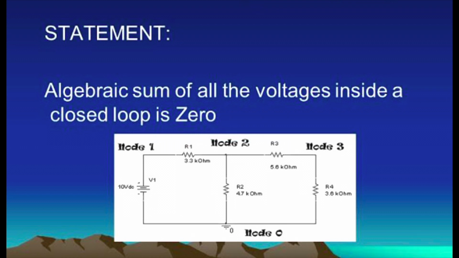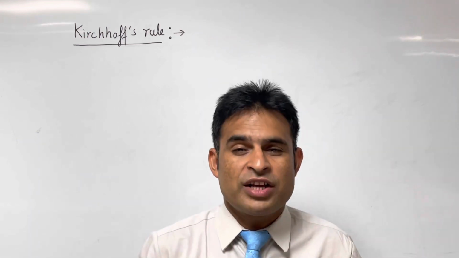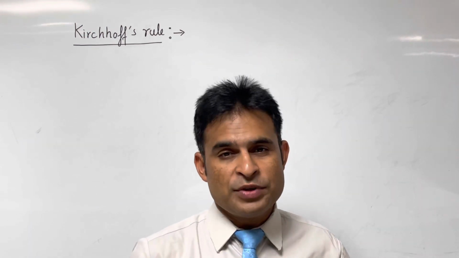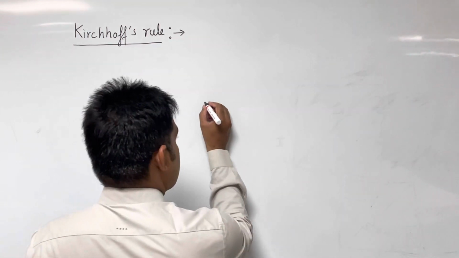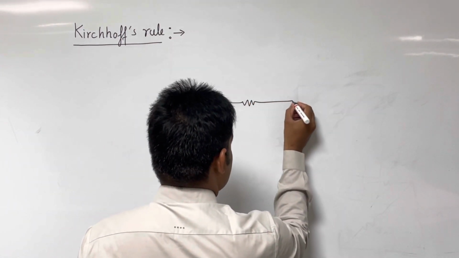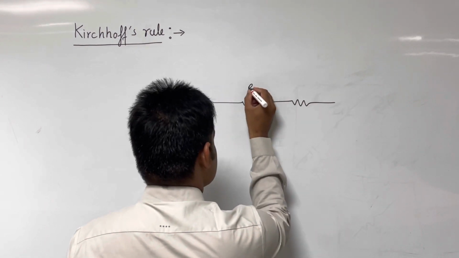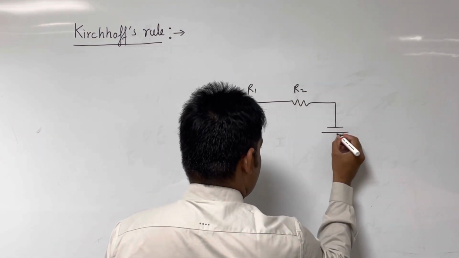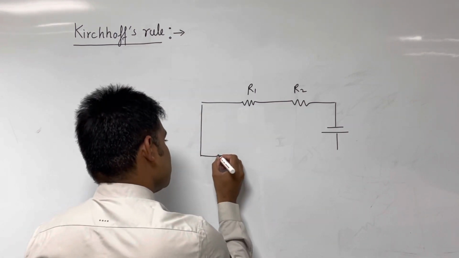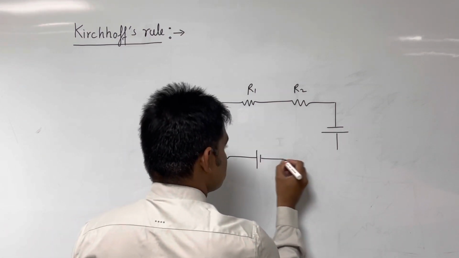Total summation of all potential: if you add all potential in the electrical loop, that should be equal to zero. What is the meaning of this? If I take this resistor R1, second resistor R2, this is R1, this one is R2. Let's say this one is one battery, and there is another resistor, and there is another battery. I am selecting this. Clear?